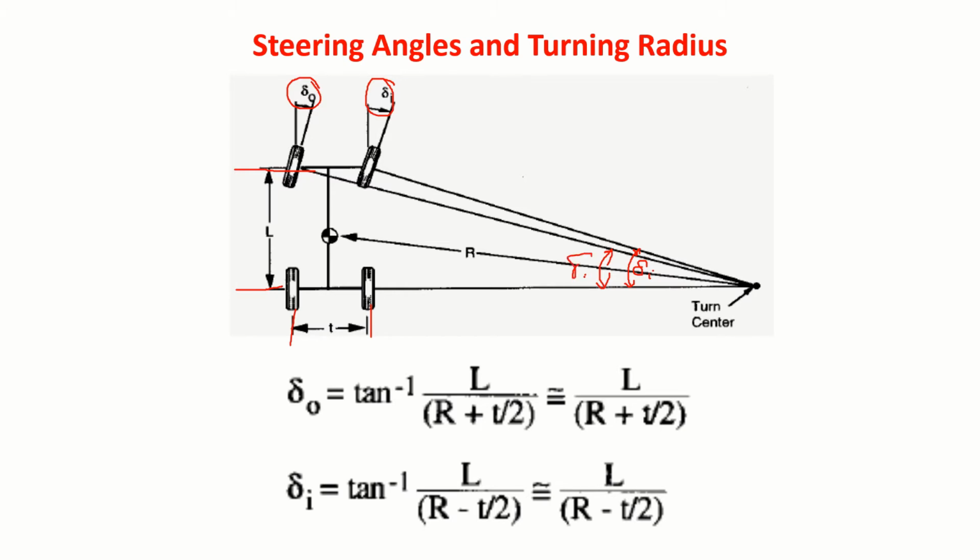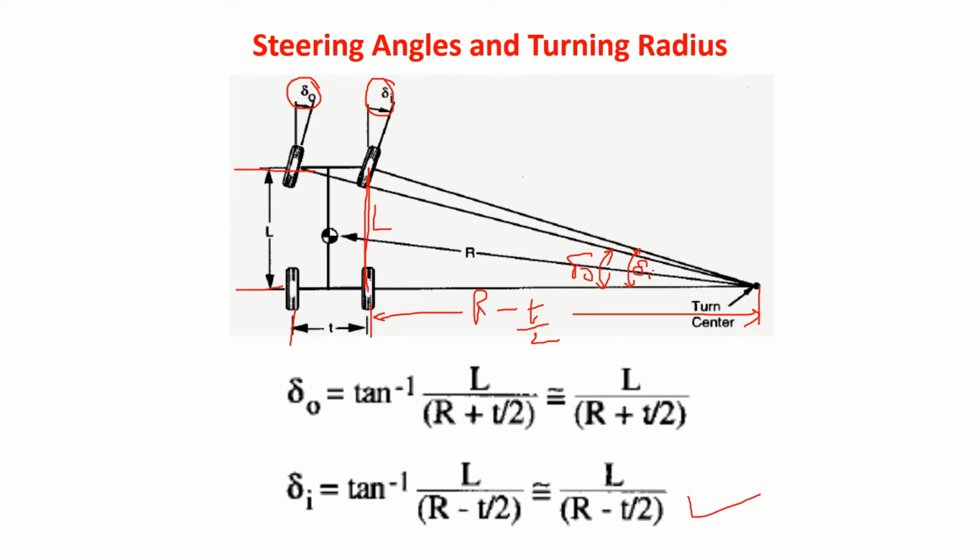Okay. Now let me draw a vertical from this point to this rear wheel line, the line joining the rear wheels. You get a triangle whose height is this wheelbase length, and this is R. Half of that track width I am deducting, so R minus T by 2. Then you will get delta i equal to tan inverse of this.